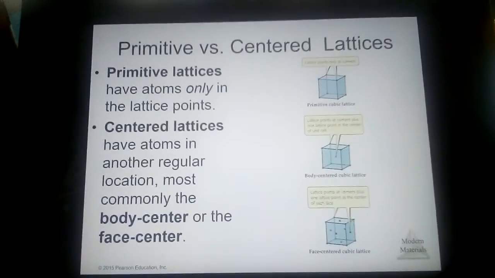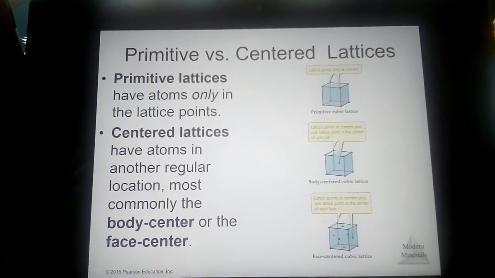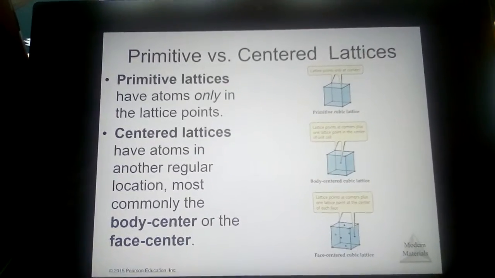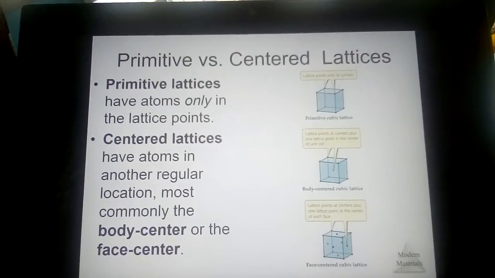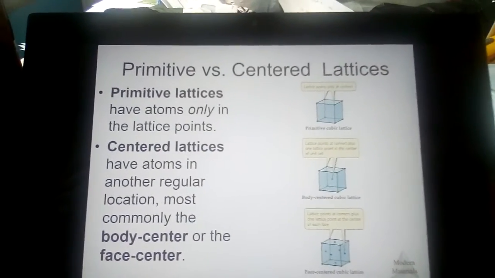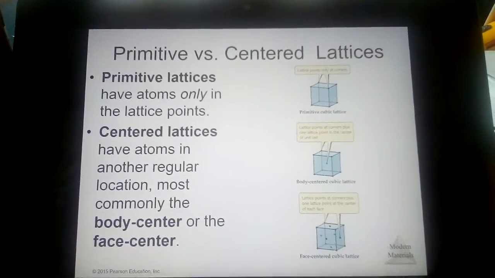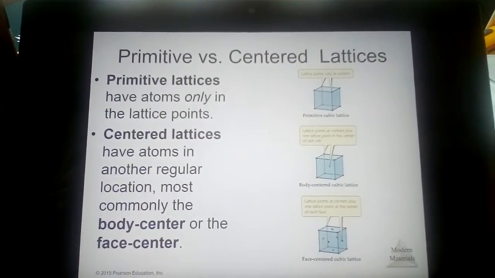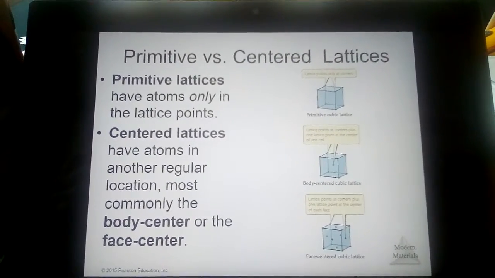Okay, now we're looking at the cubic lattice, and we want to define a few different ways that the atoms can be associated with that three-dimensional structure. There are two basic categories here. There's the primitive lattice, which just has atoms at the lattice points. That's also sometimes called a simple cubic lattice. And then there are two centered lattices, where atoms are at the lattice points or the corners of the cube, but they're also located in a different position relative to that three-dimensional structure.